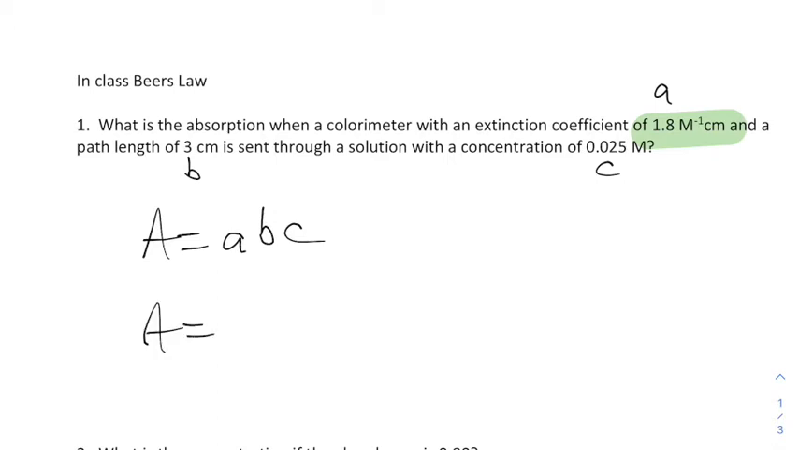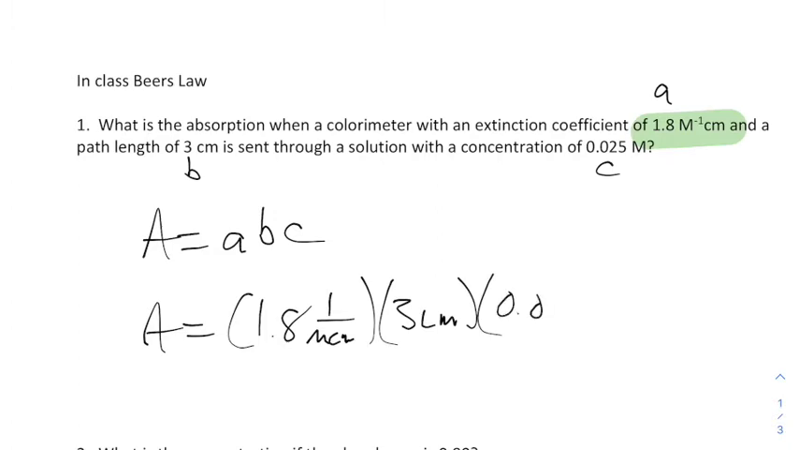And they gave you everything that you need. All you have to do is plug them in. So that's 1.8 inverse molarity centimeters times 3 centimeters times 0.025 molarity. And you get out your calculator and you go to town. So 1.8 times 3 times 0.025. Your absorbance should be, if I've done my math right, 0.135.